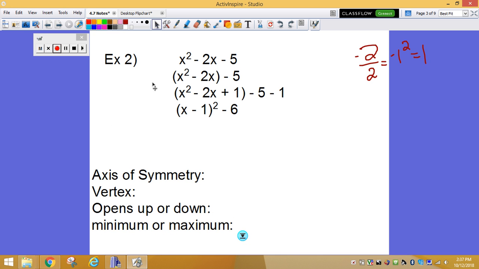So your axis of symmetry is 1, because remember my original equation, this was a minus, so it's going to stay 1. My vertex is going to be 1, and then my number at the end, k, which is -6. Again, there's no number out front, so it's really a 1. That means it's going to open up, and if it opens up, it will always be a minimum. Okay, let's do another one.